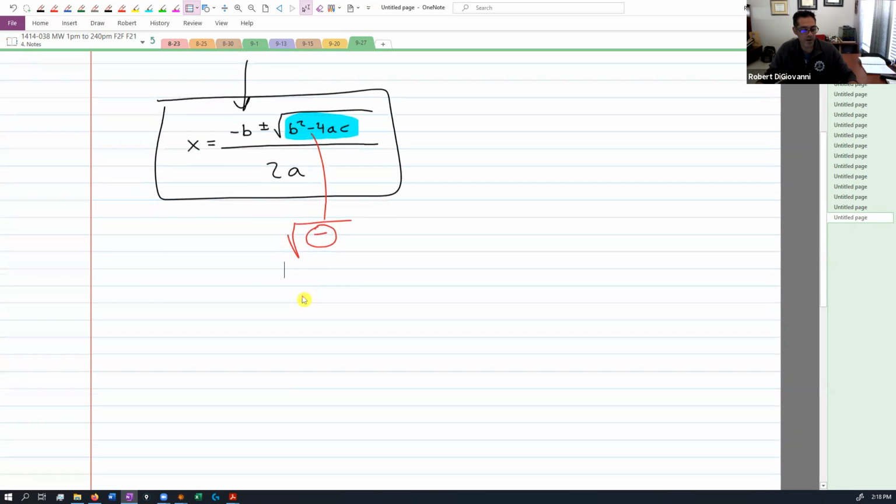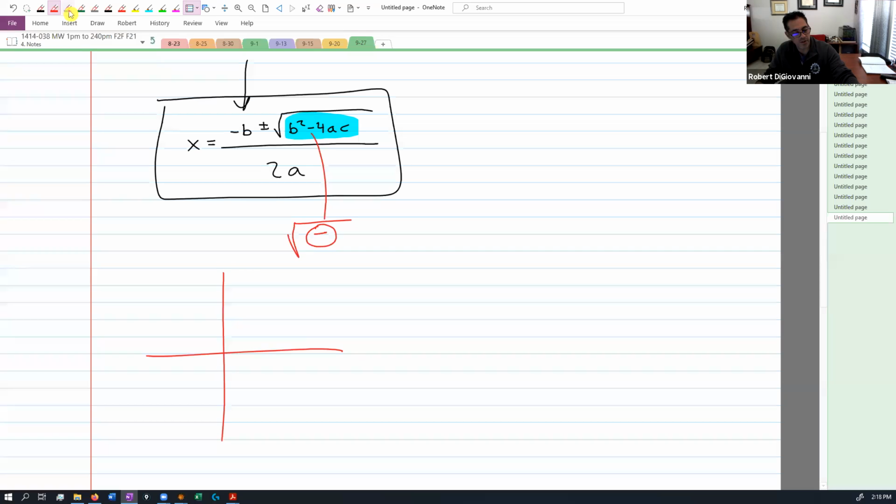That would correspond to a graph of a function that did not hit the x-axis. So if you had this graph, let's say we were given this function and you tried to find the x-intercepts, you would do the quadratic formula and you would get a negative under the root. And that's how you would know that it doesn't hit the x-axis.